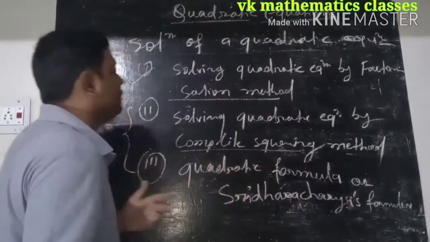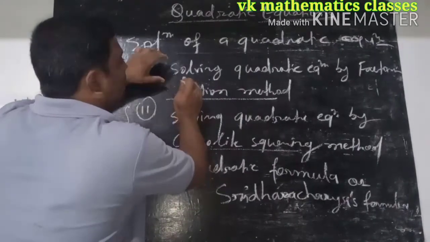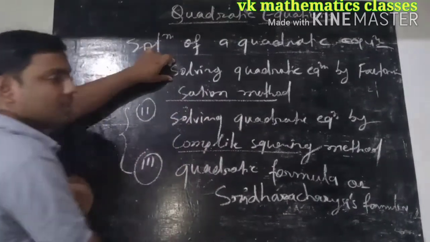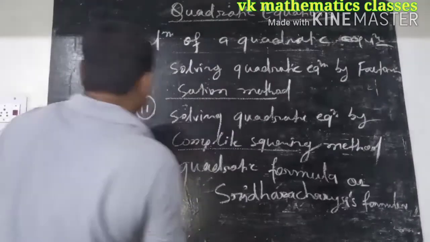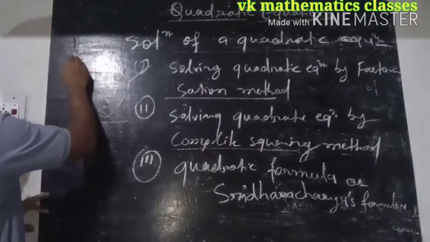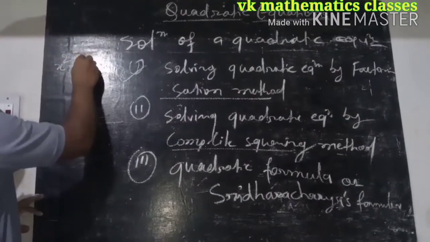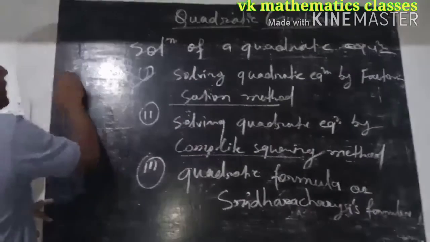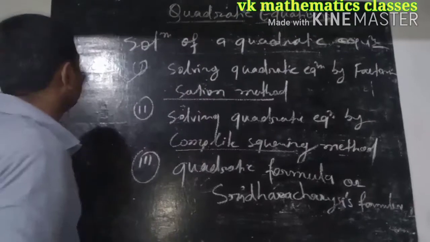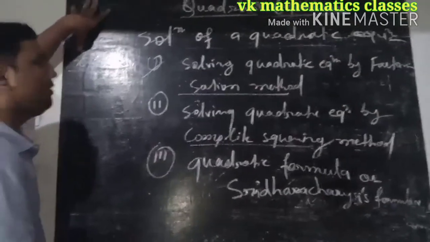Now first of all we discuss the solving of quadratic equation by the factorization method, as in class 8 and 9. We take an example. Suppose x square plus 5x plus 6. This is a quadratic equation because the highest power of variable is 2.